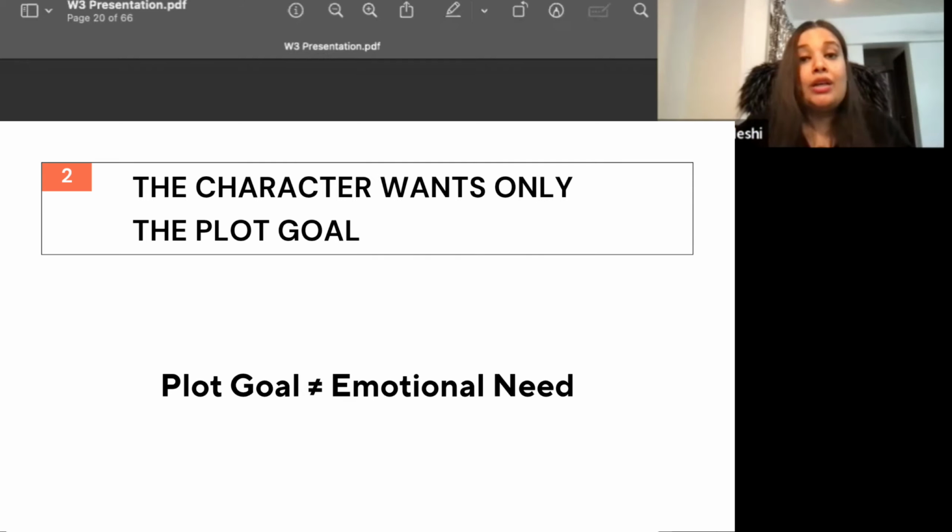So, this is one of the most common structural and emotional problems in most of the manuscripts that even I work on. Writers confuse external objective with internal emotional hunger. The plot goal may be solve the murder or stop the war or win some competition. But psychologically, the character may actually want validation or control or belonging, or maybe they are seeking forgiveness, safety, intimacy, or maybe trying to find meaning of their existence. And often the emotional need matters more to the readers than the external goal itself.